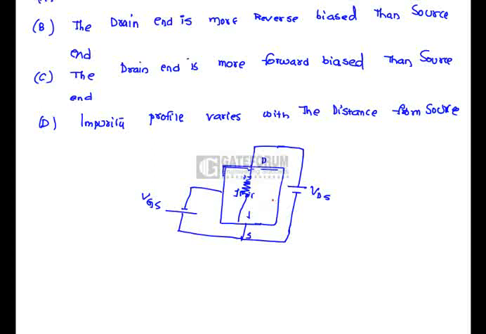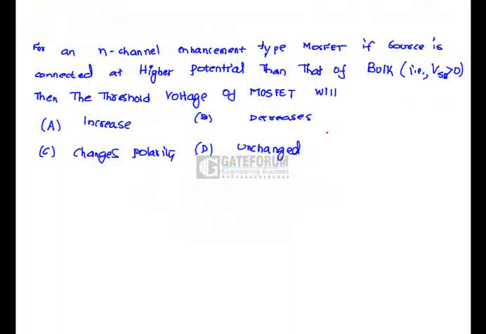So that's the reason why the depletion region is penetrated more here, because this is P, this is also P. Those two gates are shorted together. Hence the depletion region is more penetrated into the channel towards the drain end compared to the source end. That's why option B is correct. That is, drain end is more reverse biased than the source end. Option B is correct.